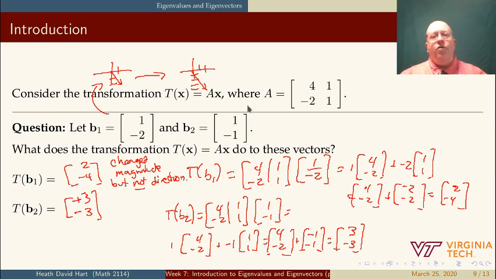And look at B2. B2 started out as the vector 1, negative 1, and it turned into the vector 3, negative 3. It also changed magnitude, but not direction.